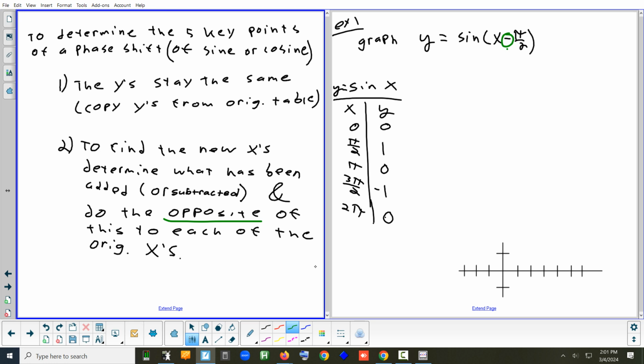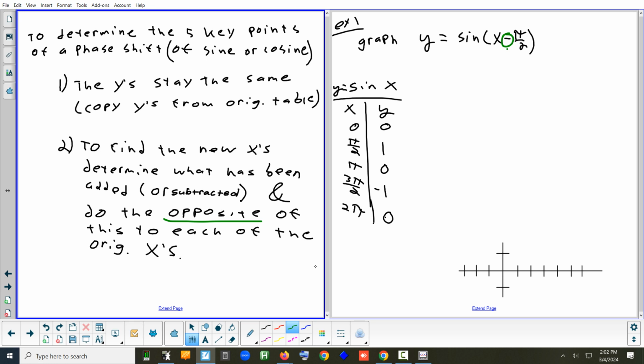Alright, so let's try this one. Okay, on the test, all the transformations are going to be mixed together. Shifting left and right, shifting up and down, stretching. They're all going to be mixed, so you're going to have to figure out which one you have. How do you know that that's a phase shift or a horizontal shift?